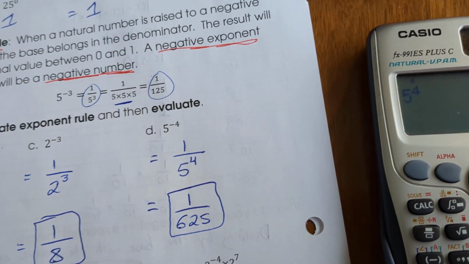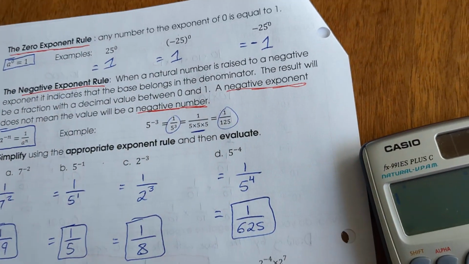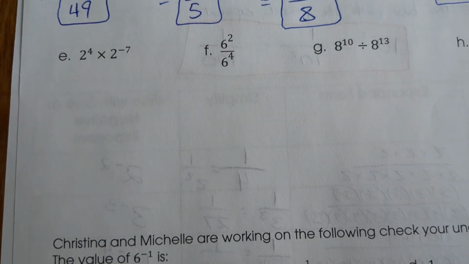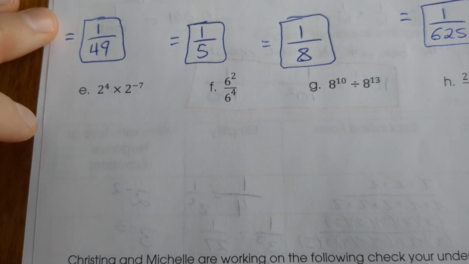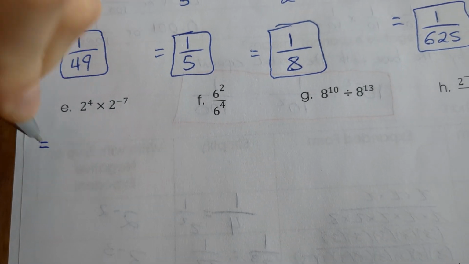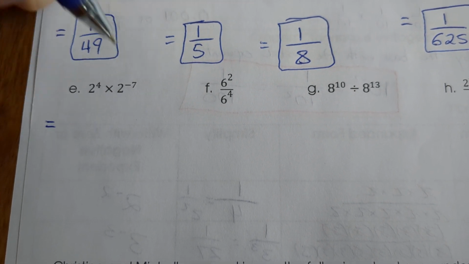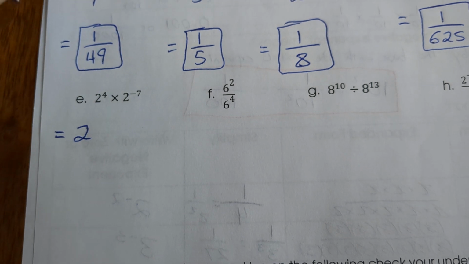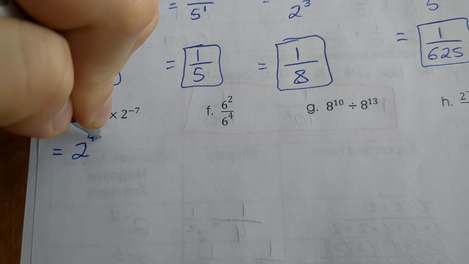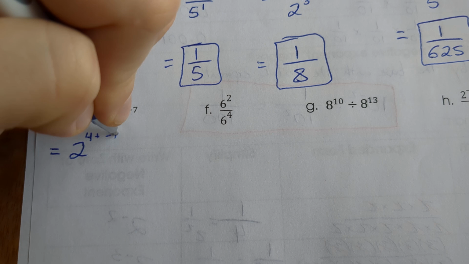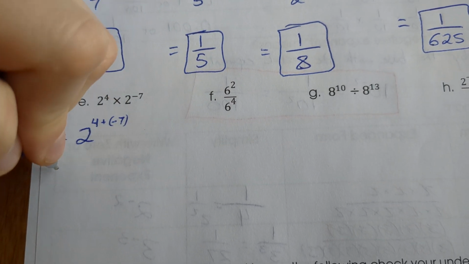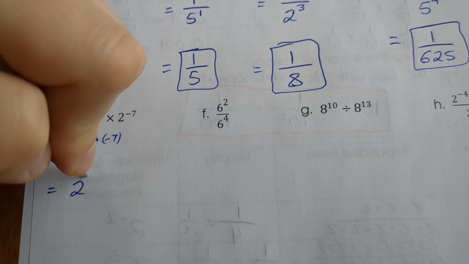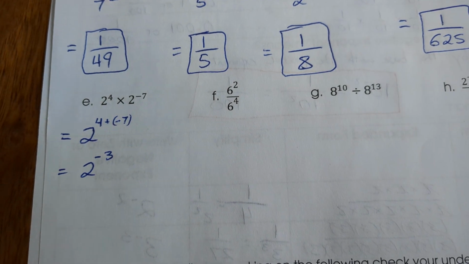Okay? So now we're going to throw negative exponents into the other exponent rules we learned. Okay? So example E here. So if here we're multiplying powers, so remember we have to add exponents. And I'm going to show you the step here. So we keep the base the same, and we're adding exponents. So it's 4 plus negative 7. Okay? 4 plus negative 7 is the same thing as 4 minus 7, which is negative 3. Okay.